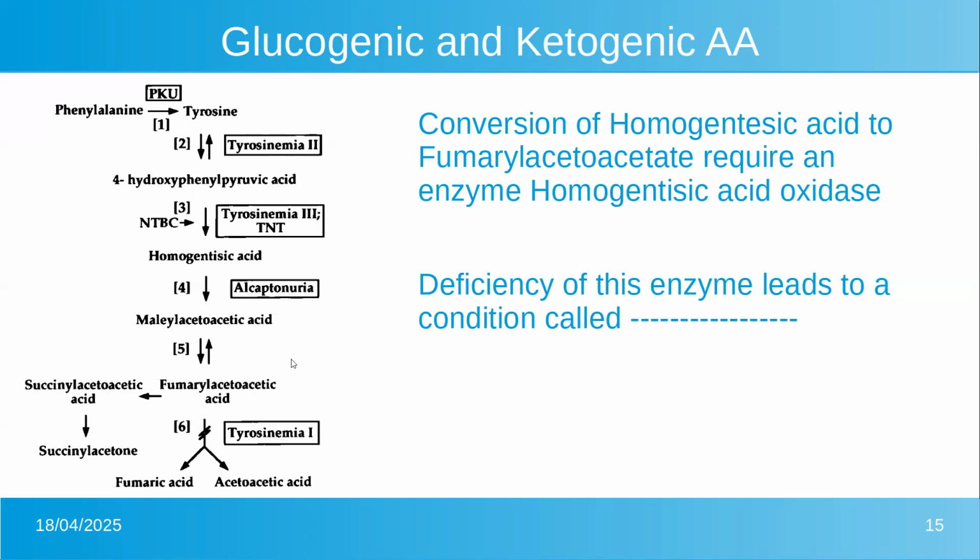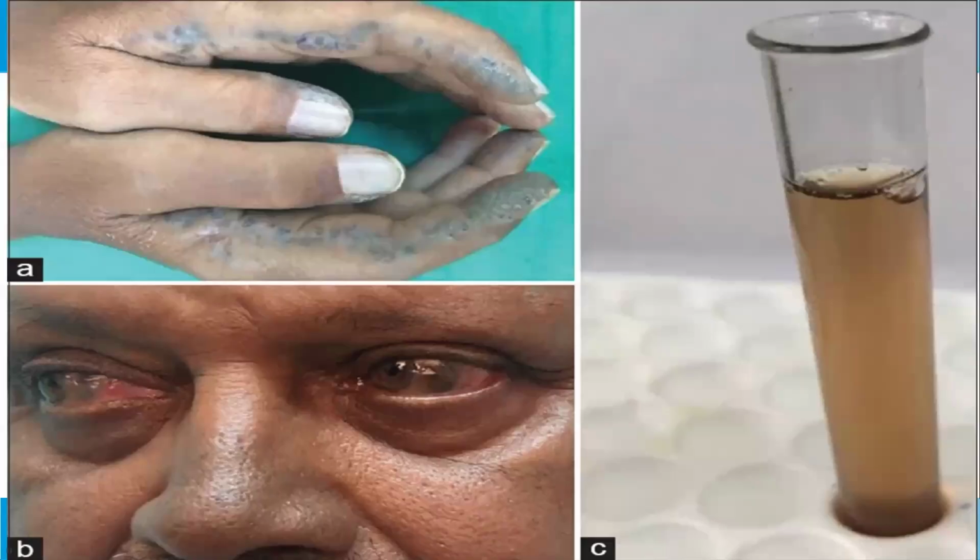More importantly is this step, homogentisic acid being converted to maleylacetoacetic acid. This is brought about by an enzyme called homogentisic acid oxidase. Deficiency of this enzyme leads to a condition called alkaptonuria. When this step is blocked, it leads to a condition called alkaptonuria.